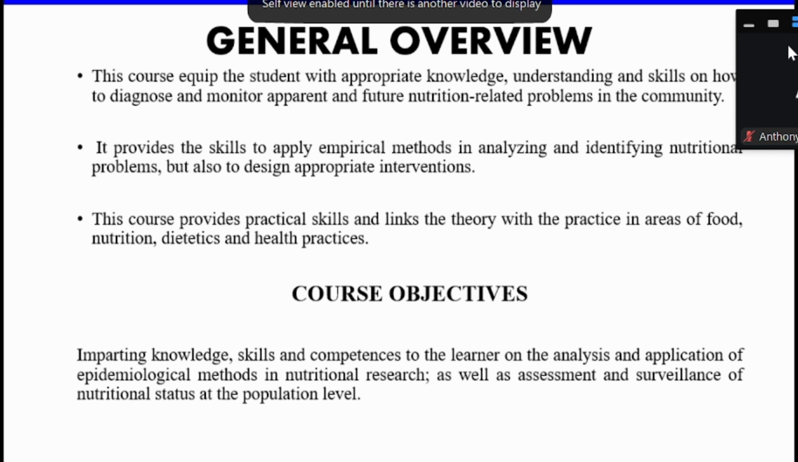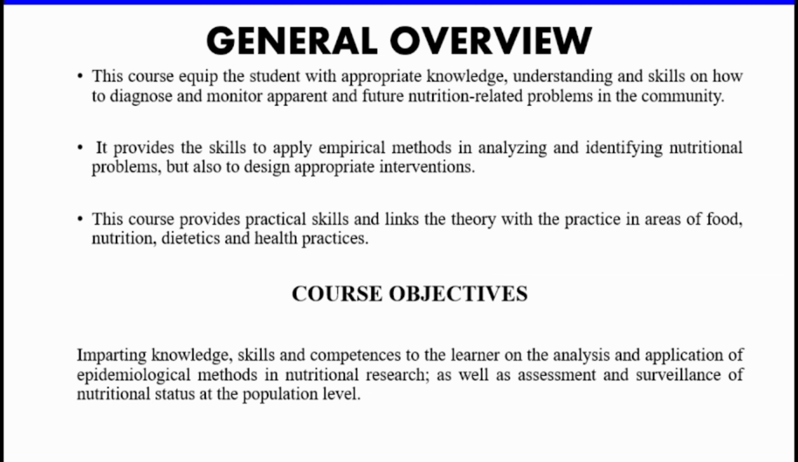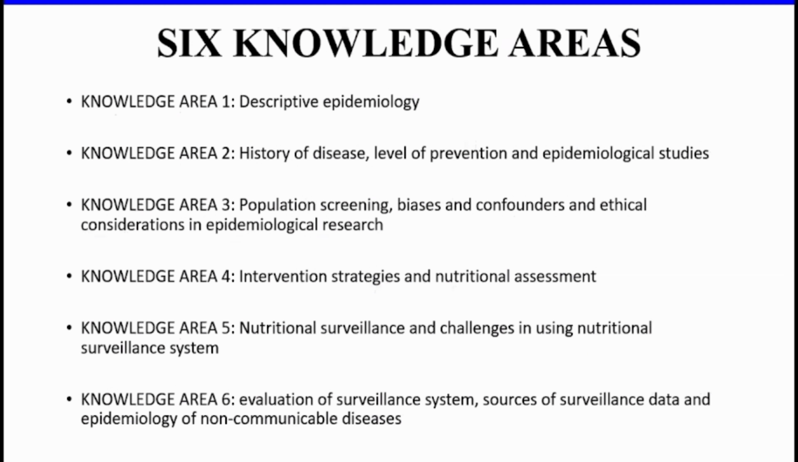and the application of epidemiological methods in nutritional research, as well as assessment and surveillance of nutritional status at the population level. And the course is divided into 6 knowledge areas. We have knowledge area 1, which is about descriptive epidemiology. Knowledge area 2 is history of disease, level of prevention and epidemiological studies.